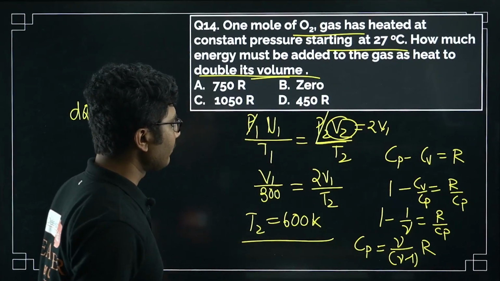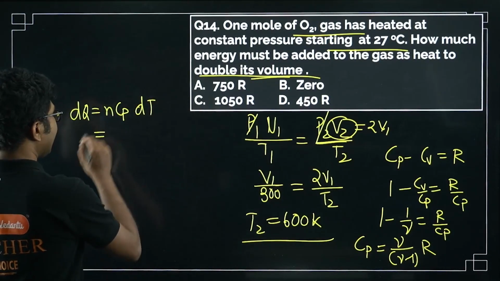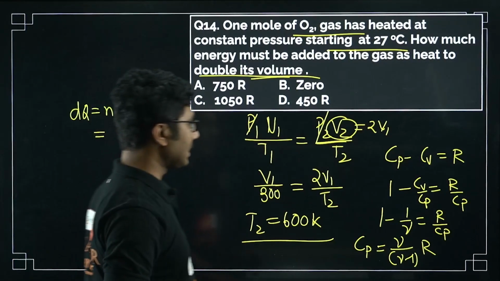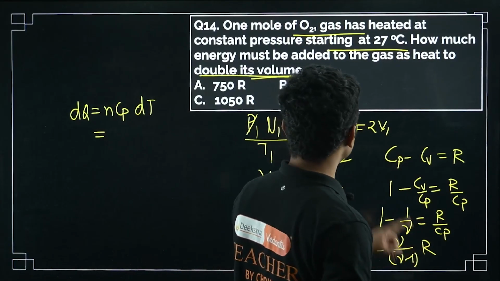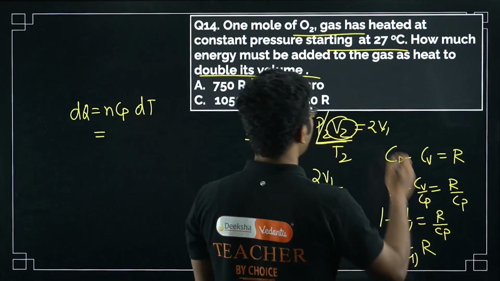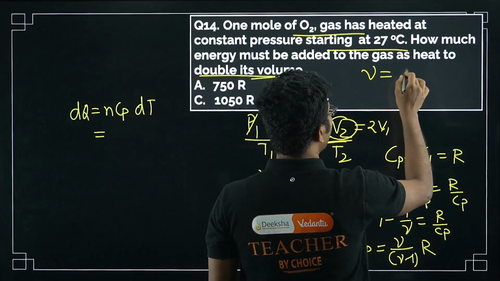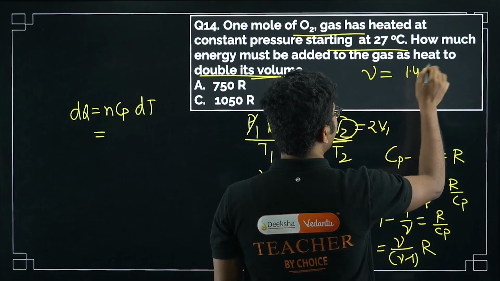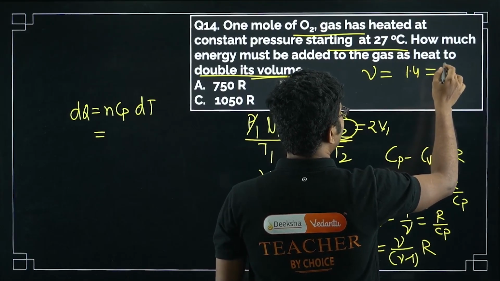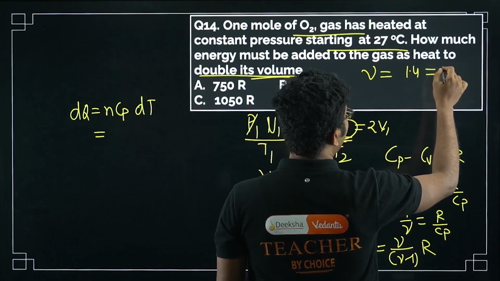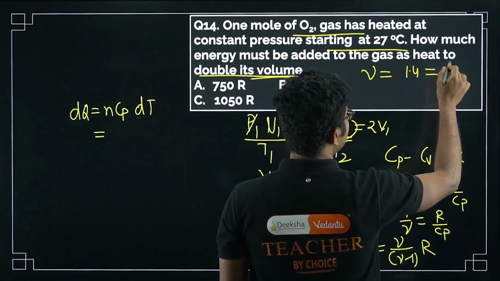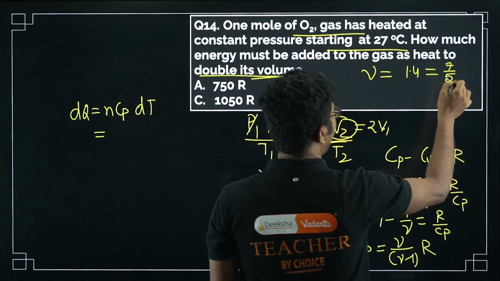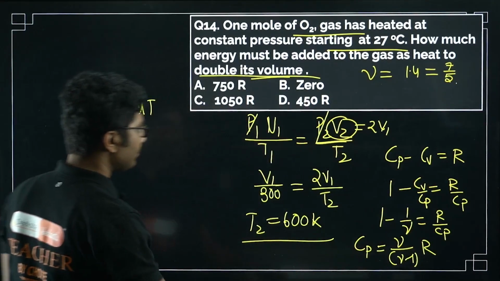Okay, so this is the formula you have to remember. So n is 1, Cp is gamma by gamma minus 1 times R. This is a diatomic gas. For diatomic gas, gamma is equal to 1.4, right? That is 14 by 10, that is 7 by 5. Okay, 7 by 5. So let's put that value.